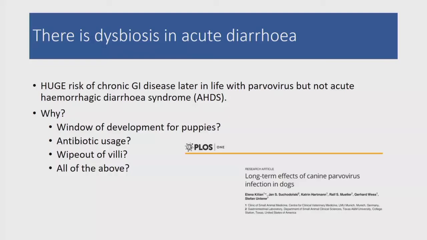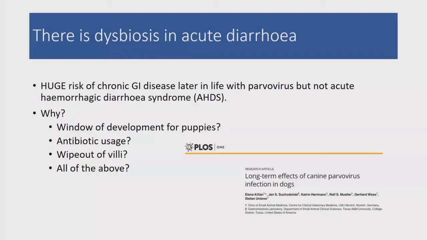Perhaps the most interesting paper that's come out for me recently was this one that looked at the long-term effects of canine parvovirus in dogs. This particular group looked at the dogs that survived parvo, which is roughly 90 to 95% of puppies that are treated for parvo. And they actually found that there was a 5 to 6 fold increase in the risk of chronic GI disease in those puppies later in life compared to the normal population.